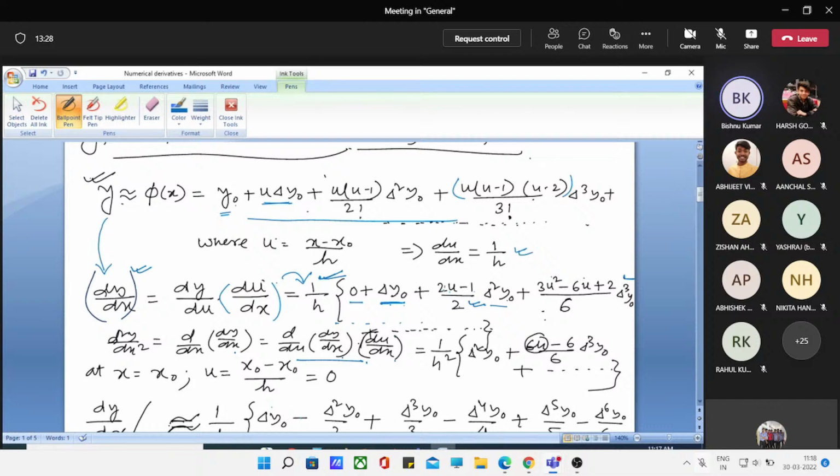Now the logic is, if your asking point is the initial point or first point, then what will be u? You know u is x minus x0 by h. So if x is x0, meaning the first point, then u will be 0. Isn't it?